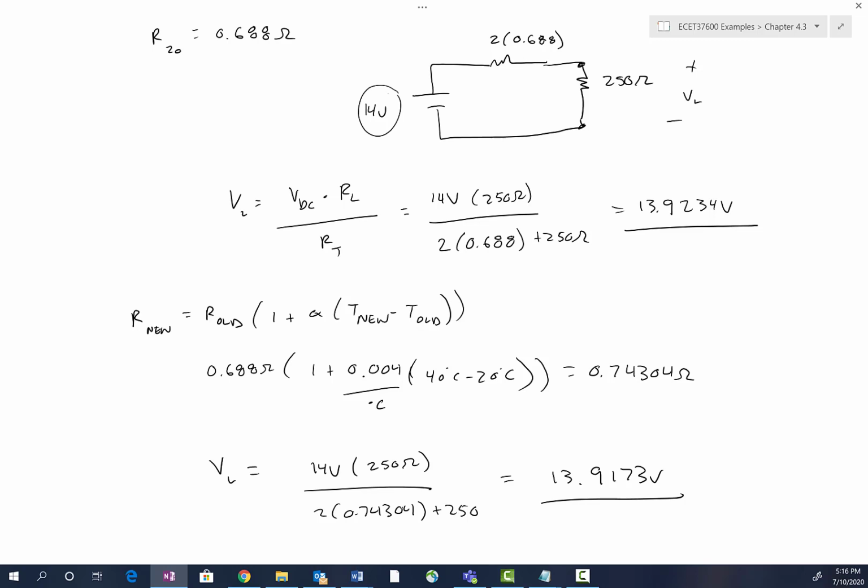I know we did it for DC, it's because it's a little bit simpler, but this is a real effect in AC power systems. The voltage delivered to loads, if uncompensated, will decrease as the temperature of the conductors increases in the system.